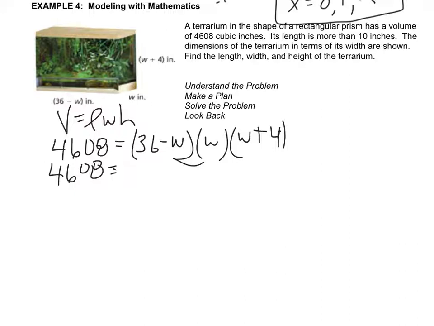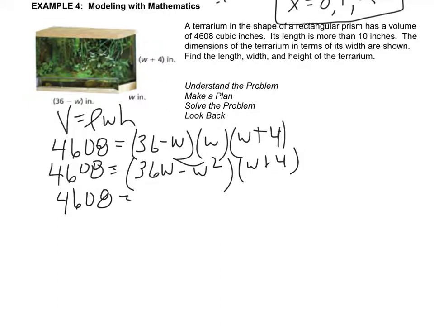So if I just focus on these first two, 36w minus w squared and w plus 4, 4,608, 36w squared, when I do my FOIL, plus, what is that going to give me, 144w minus w cubed minus 4w squared. So that's just putting all that stuff together.